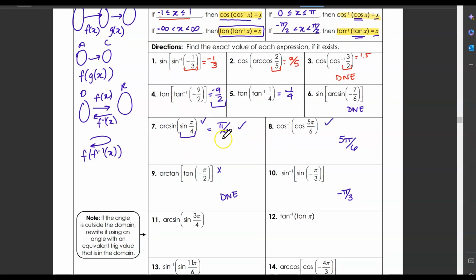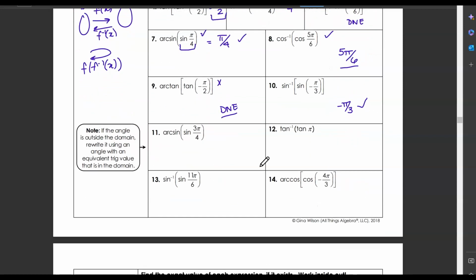As we look at number 8, 9, and 10, I hope we see that for 5/6 cosine, that is definitely within that acceptable domain. So our input matches our output. For our tangent function, we did have -pi/2. Thinking about the tangent function, remember, we have those asymptotes that are running at the pi/2. So therefore, this does not exist. It's undefined. Now let's look at sine of -pi/3, definitely within that domain of the sine function. So our input equals our output. All right, let's take a look at number 11 through 14.